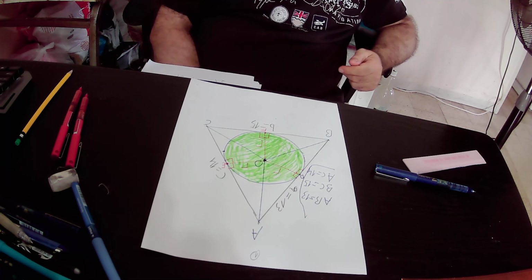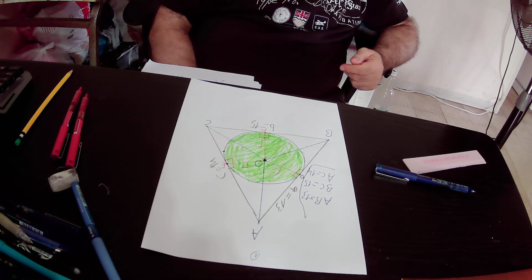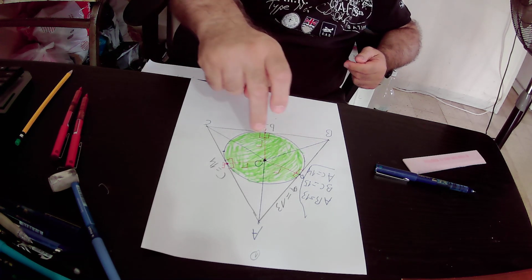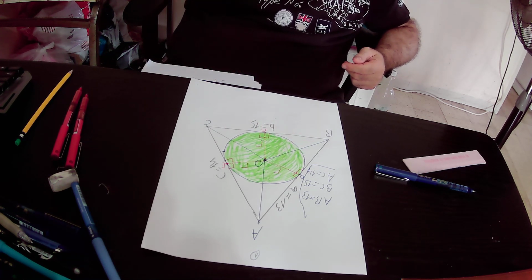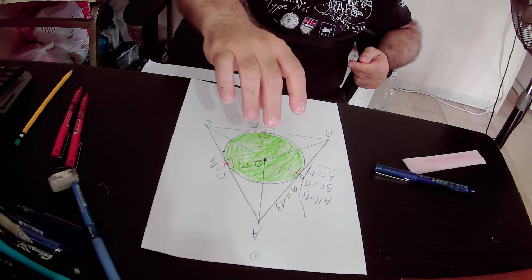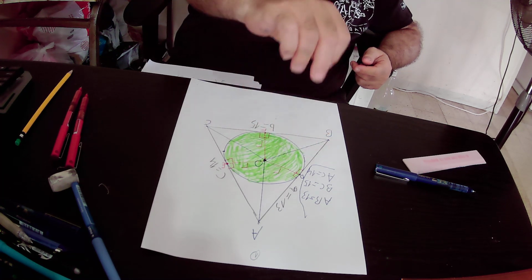Okay, and we calculated the areas of the 3 small triangles, and the sum of the areas of these 3 small triangles equals the area of the big triangle ABC.